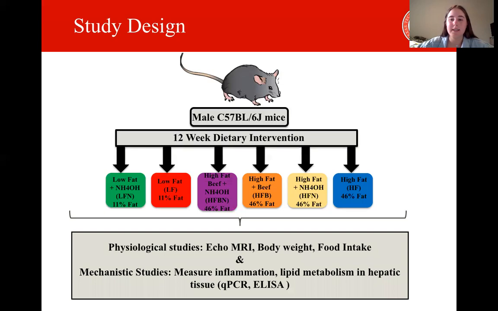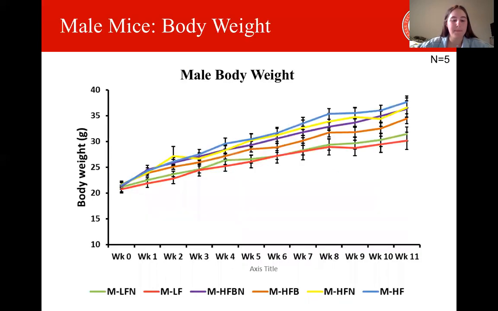Now I will go on to discuss the results. First, I will describe the male mice body weight. Because the numbers in each group is so low, there is no statistical difference found between any of these groups, but we can see a visual difference. Looking at week 0, you can see that all of the mice have a similar initial body weight. However, by the end of the intervention, they have varying body weights.